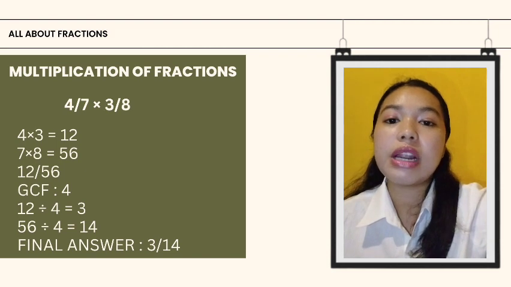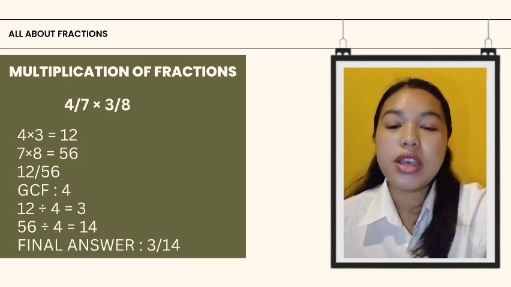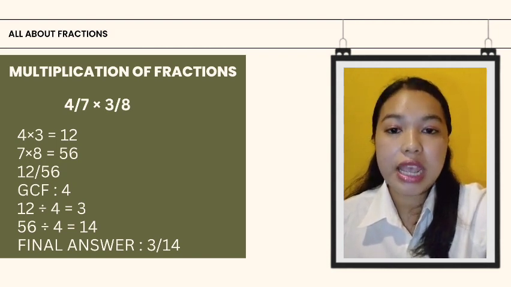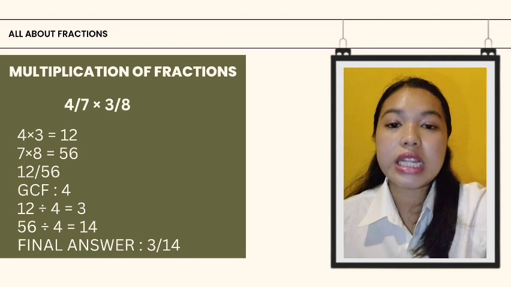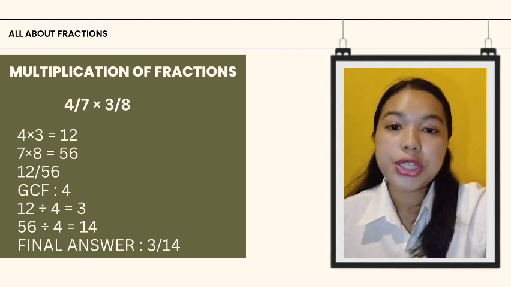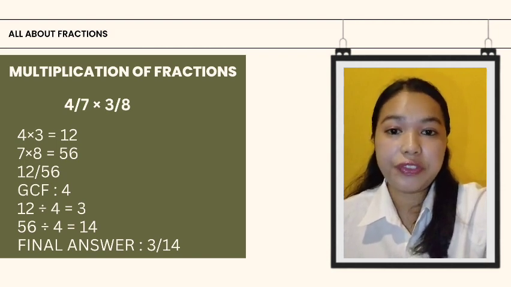The numerators are 4 and 3. So 4 times 3, that is equal to 12. Then proceed to the denominators. The denominators are 7 and 8. So 7 times 8, it is equal to 56. So the product would be 12 over 56.